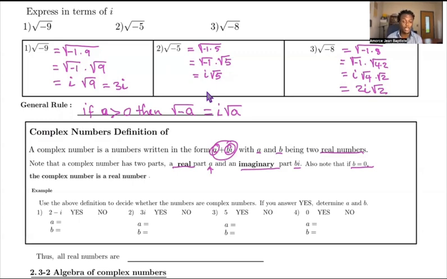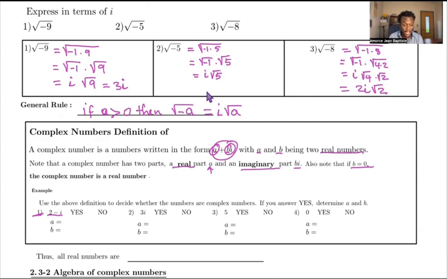Let's explore this. Remember, if it's a complex number, it always has a and b, the real part and the imaginary part. Now I have these numbers, and I'm going to need you to tell me whether each is a complex number or not. For the first one, we have 2 minus i. Is that a complex number? Yes or no? I'll give you some time to answer.